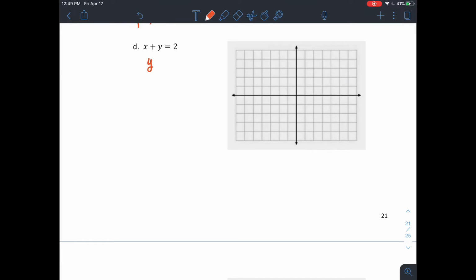You may need to solve for y and put these into the form that you're used to to make your life easier. So I'm going to subtract x from both sides, which makes it easier to tell that that's a linear function with a y-intercept of 2 and a slope of negative 1. So I can just draw that in there.